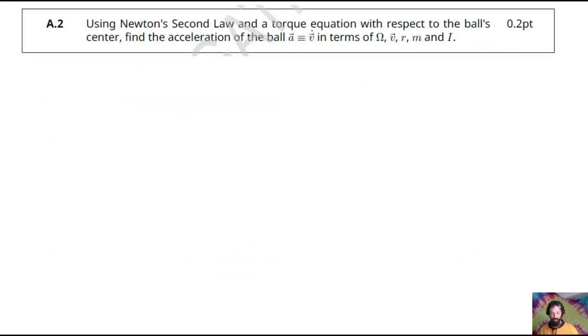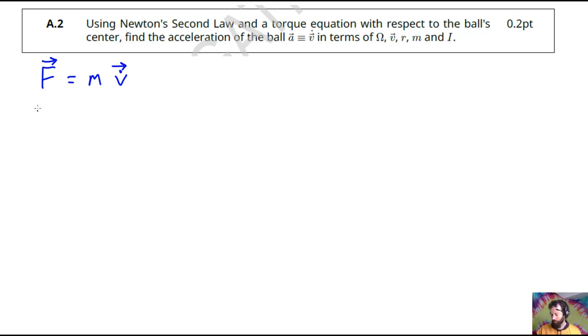Okay, let's do part A2. For part A2, they want us to use Newton's second law and a torque equation, and then find the acceleration of the ball. To do this, let's start by writing down that the net force acting on the ball is equal to m, and rather than writing a, I'm going to write v dot. Okay, Newton's second law.